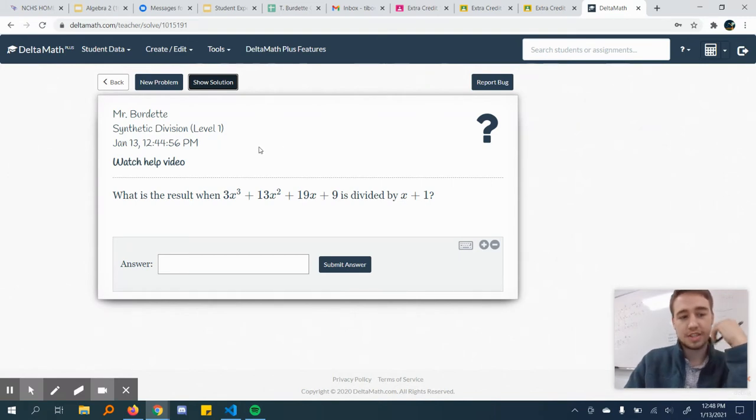So, it says, what is the result when 3x cubed plus 13x squared plus 19x plus 9 is divided by x plus 1? And for this first example I'm going to show you, I'm going to just go to the solution and then step by step it from there.